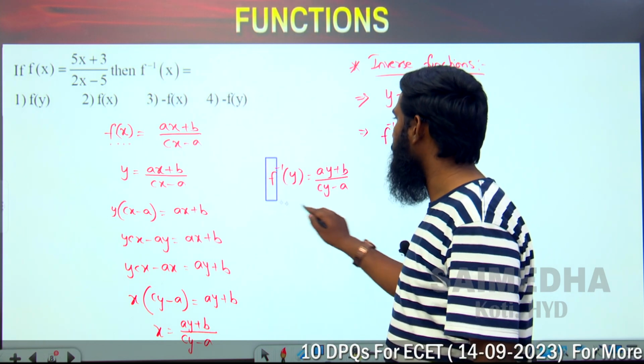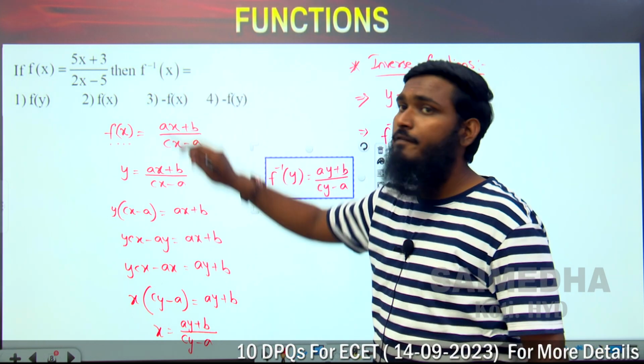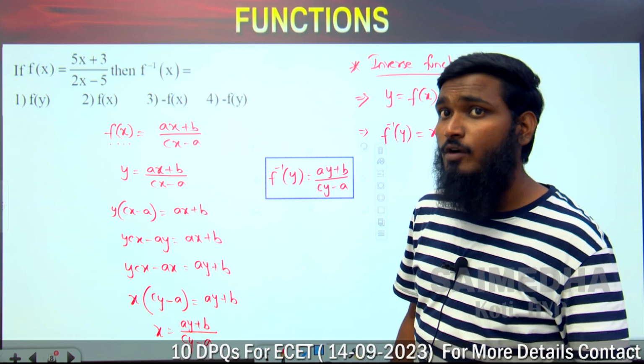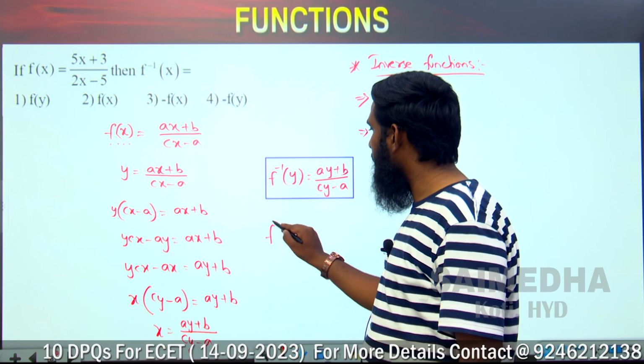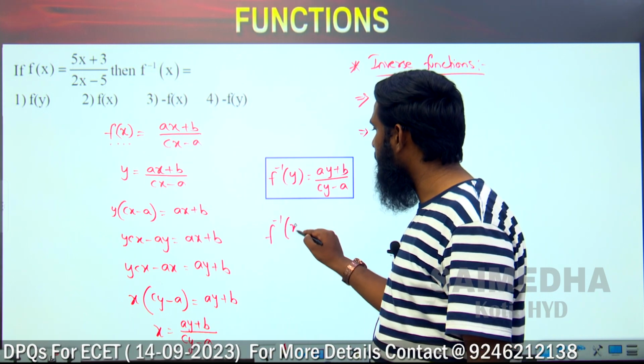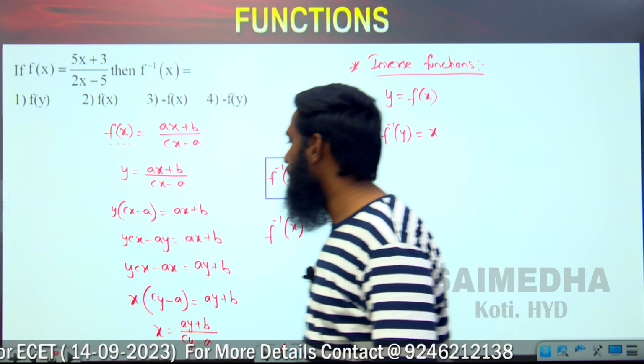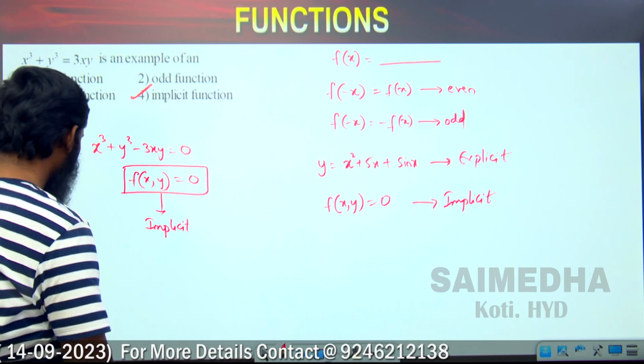We are getting f inverse of y. But what we have to find? F inverse of x we have to find. So what we are doing is, in the place of y let us write x, like how we have done in the previous questions over here. How have we done it over here?